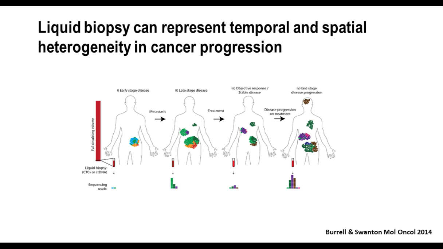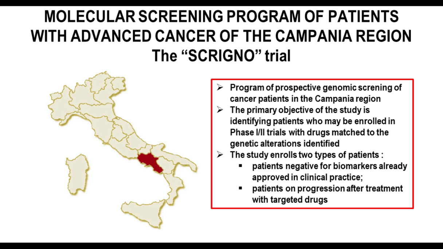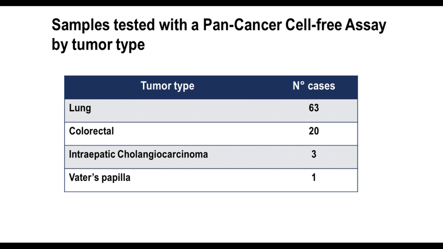Now, in the last part of my presentation, I would like to show you some results that come from one of our clinical trials in which we are enrolling not only individuals with lung cancer, but also individuals with other tumor types. Basically, this is a program of prospective genomic screening that we have activated in our region, the Campania region. In this program, individuals are tested either on tissue or liquid biopsy, and these are the individuals with lung, colorectal, intrahepatic cholangiocarcinoma, or Vater's papilla tumors that were tested on liquid biopsy.